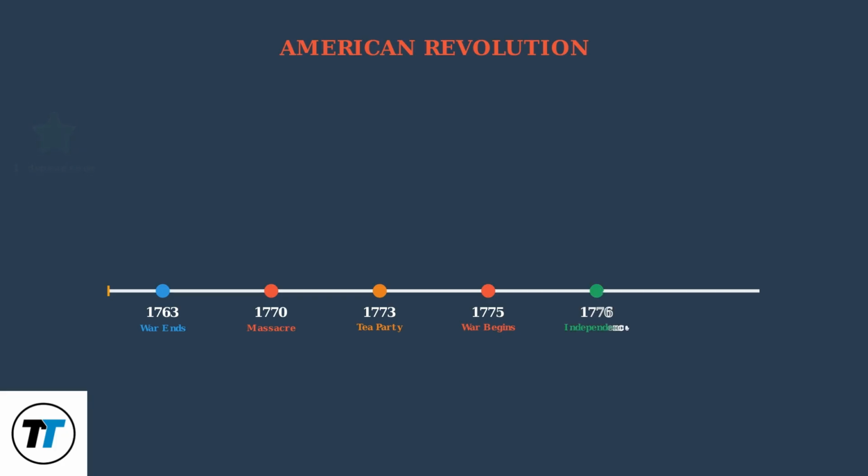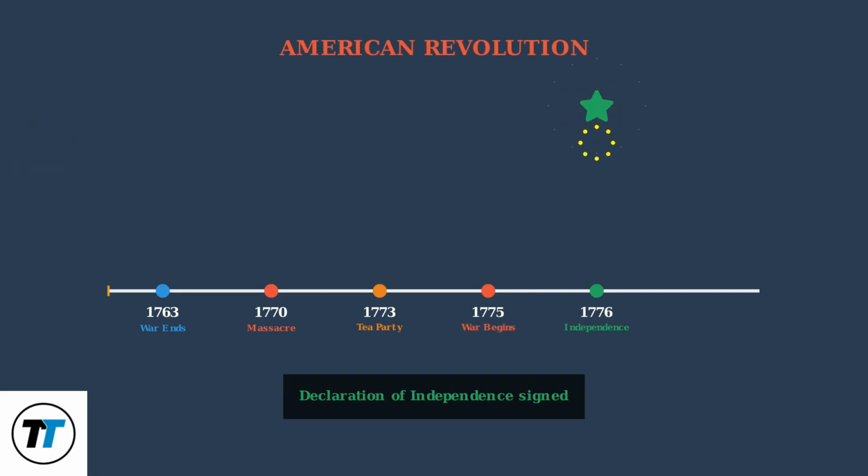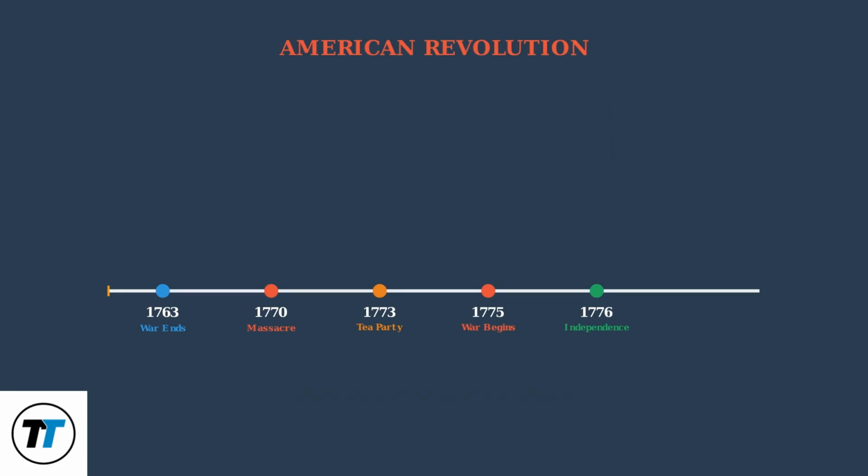July 4, 1776, becomes one of the most important dates in world history. The Continental Congress approves the Declaration of Independence, primarily written by Thomas Jefferson. This document not only declares the colonies free from British rule, but also establishes revolutionary ideas about human rights, stating that all men are created equal with unalienable rights to life, liberty, and the pursuit of happiness.